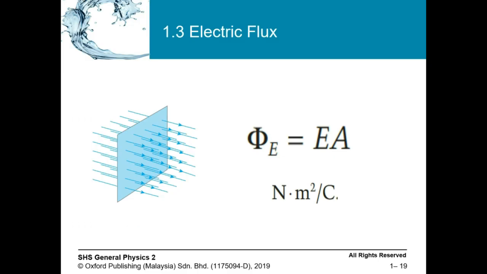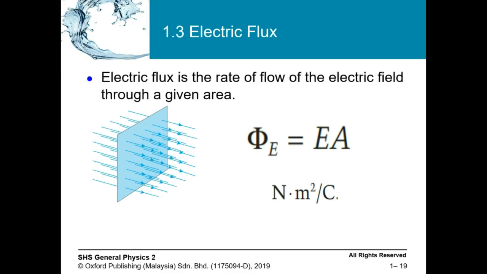So let's have this equation. To properly define electric flux, it is actually the rate of flow of electric field through a given area. It's not necessarily that our electric field flows like water. It's more like the beam of a flashlight. When you turn on the flashlight, your beam is just straight. It looks like flowing but it's not really flowing. That's just how electric flux or the electric field is.